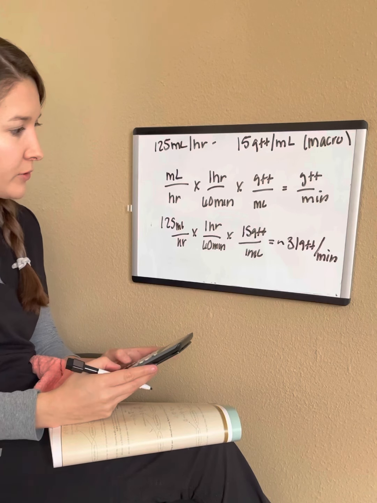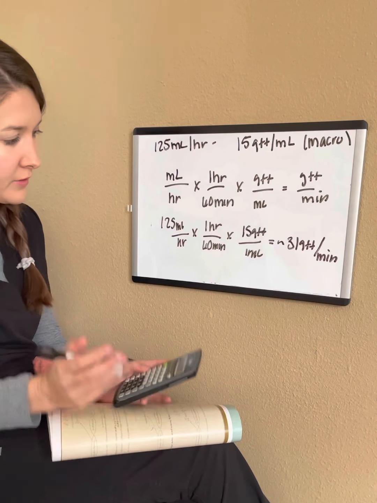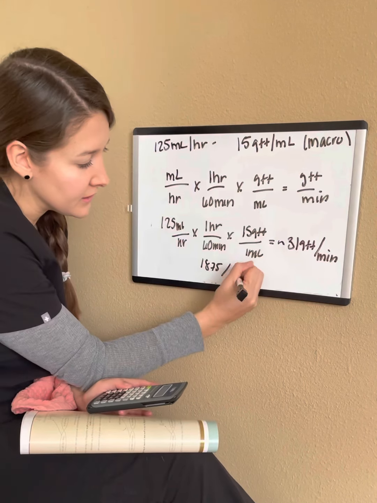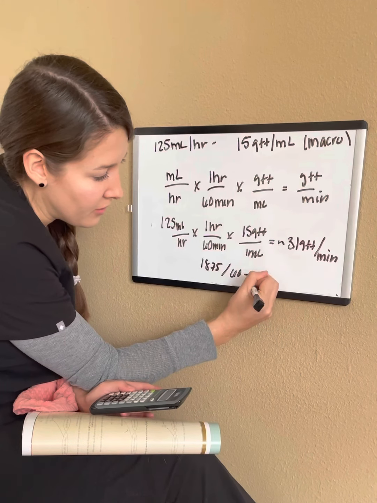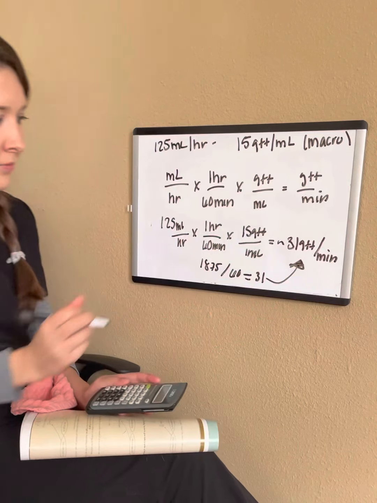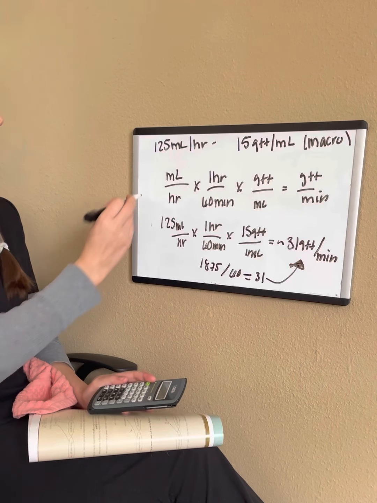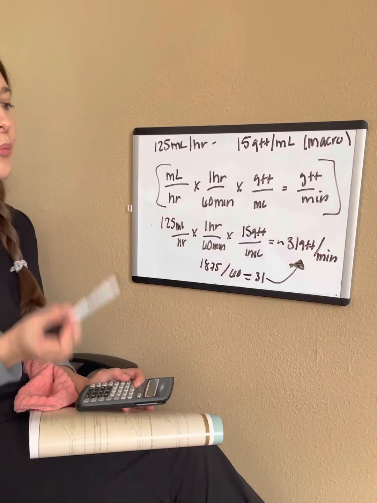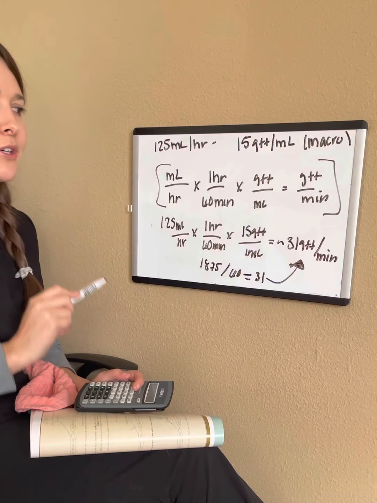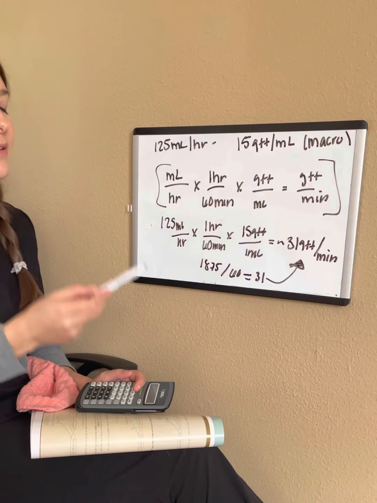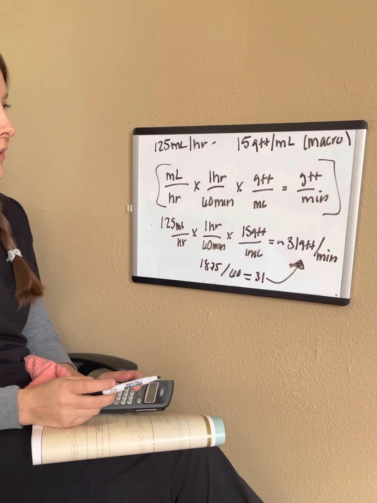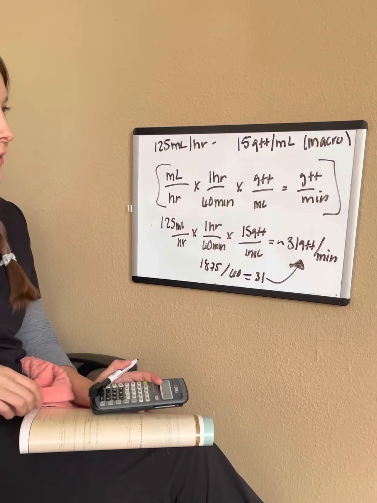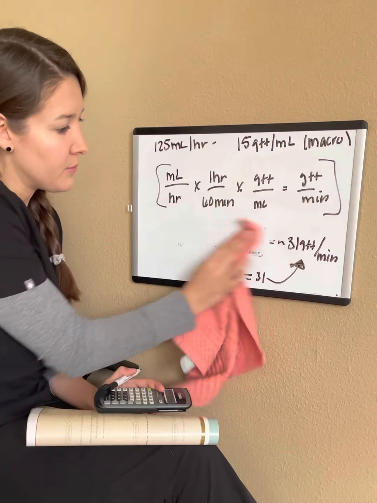Again, let me just write it out for y'all. 125 times 15. So this top one was 1875, and I divided that by 60, and that gave me 31. Okay. So again, I do think this is a good formula when it comes to drip rates, because drip rates can start getting really confusing because it's a lot of numbers. So definitely would recommend the formula for that. Okay, so that's that. We can do one more if you want. It's not in the book, but we can give it a try. Just going to keep the formula up there.